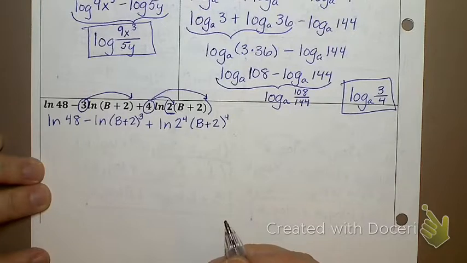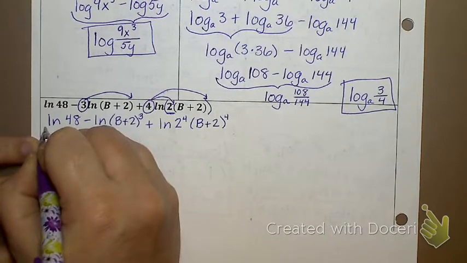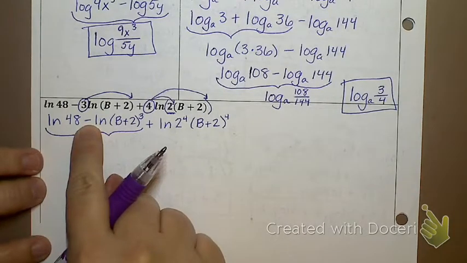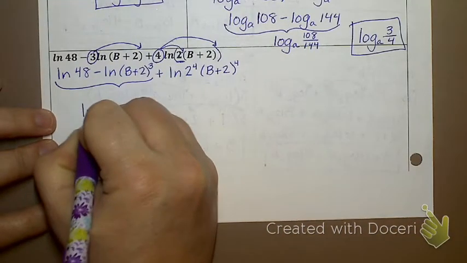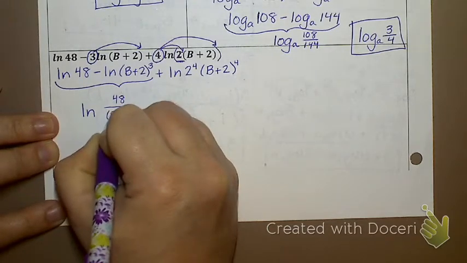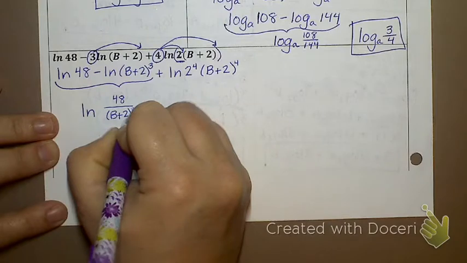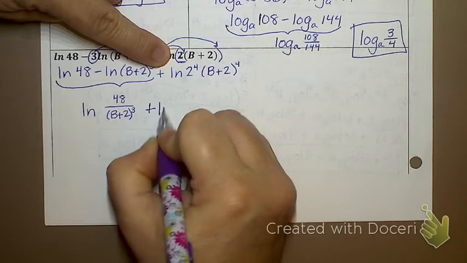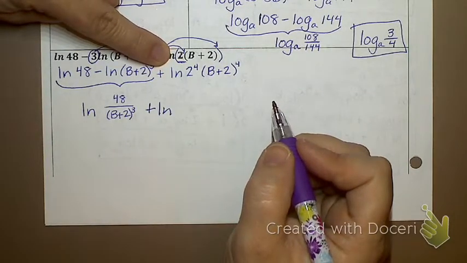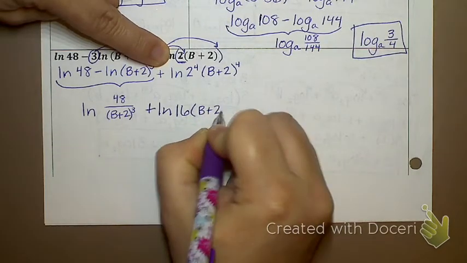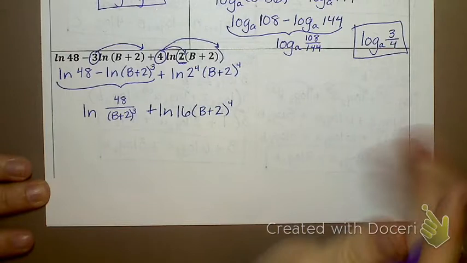Okay. So let's see. I'm going to take these 2 at a time. Those 2 are connected by subtraction, which means they're going to become what? So that gives me ln of 48 over b plus 2 cubed. And then plus ln, what is 2 to the 4th? 2, 4, 8, 16 times b plus 2 to the 4th. You okay with this so far?